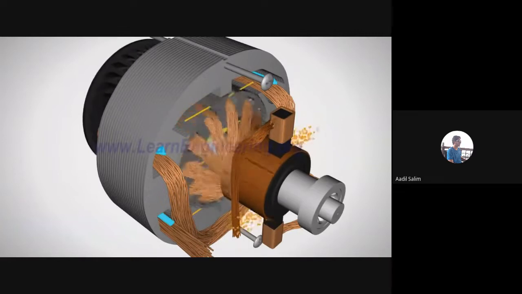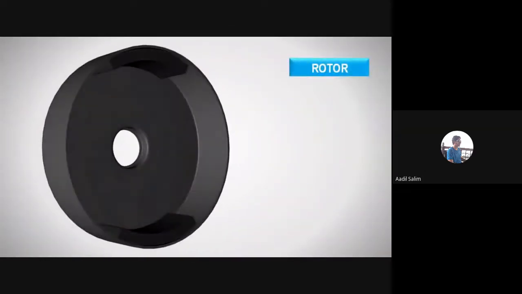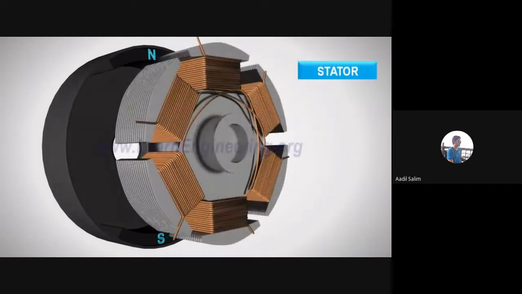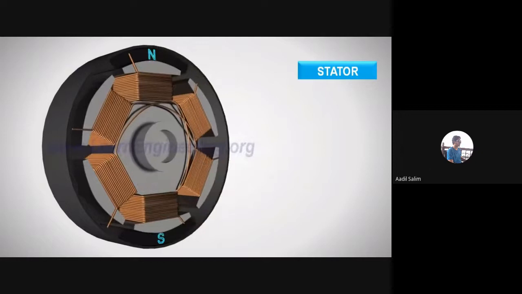Let's see how a brushless DC motor works. The rotor of a BLDC motor is a permanent magnet. The stator has a coil arrangement as shown.